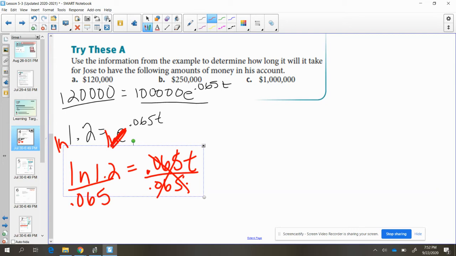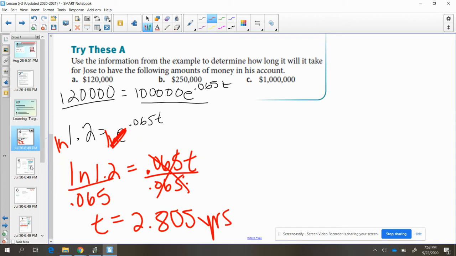And then last but not least, again, divide by that 0.065, and you should get approximately 2.805 years. So just under 3 years, okay? And you can try that again to solve for the other values.